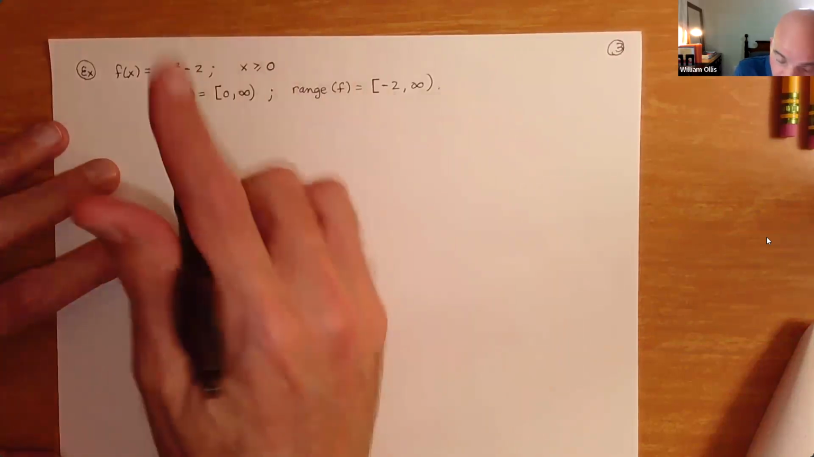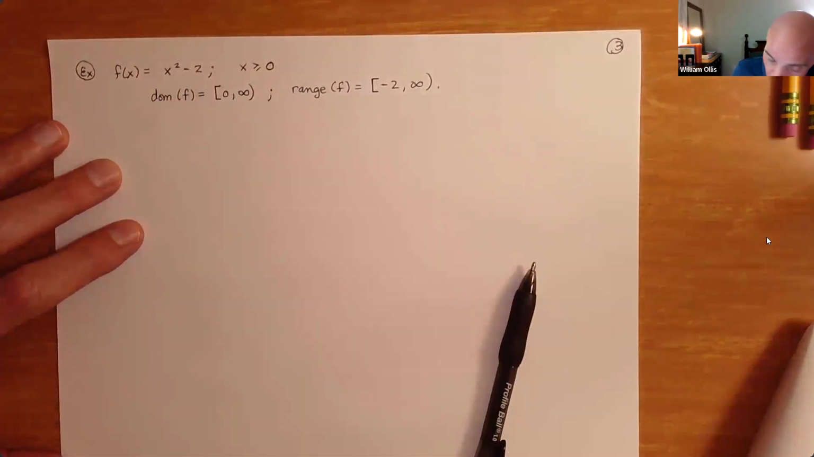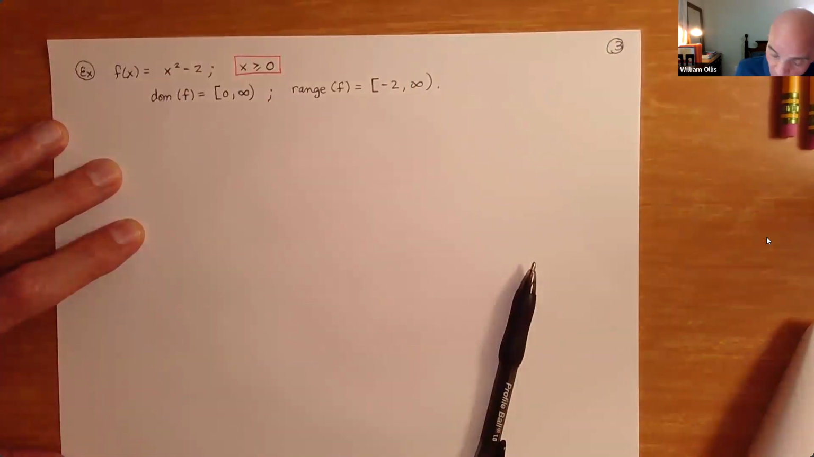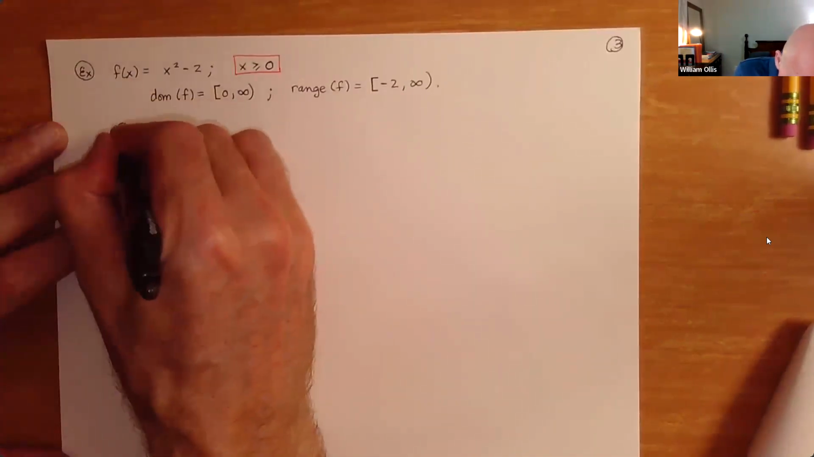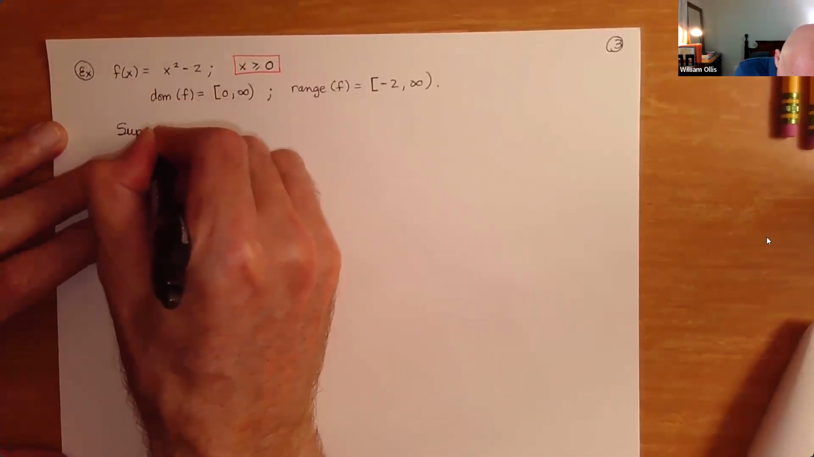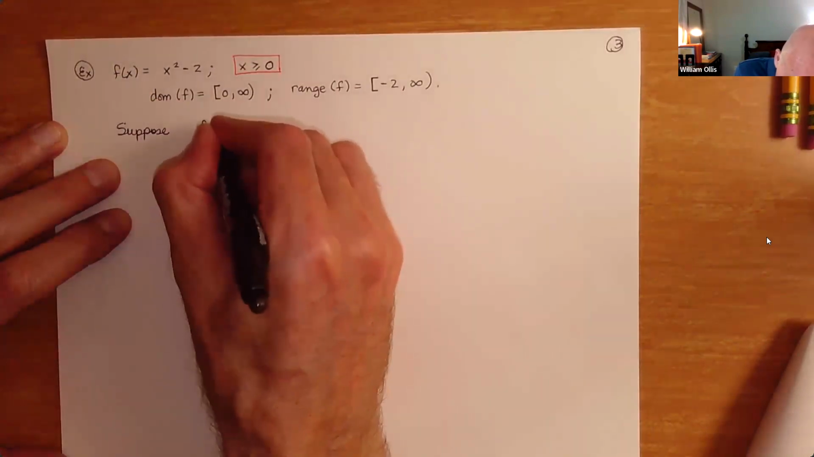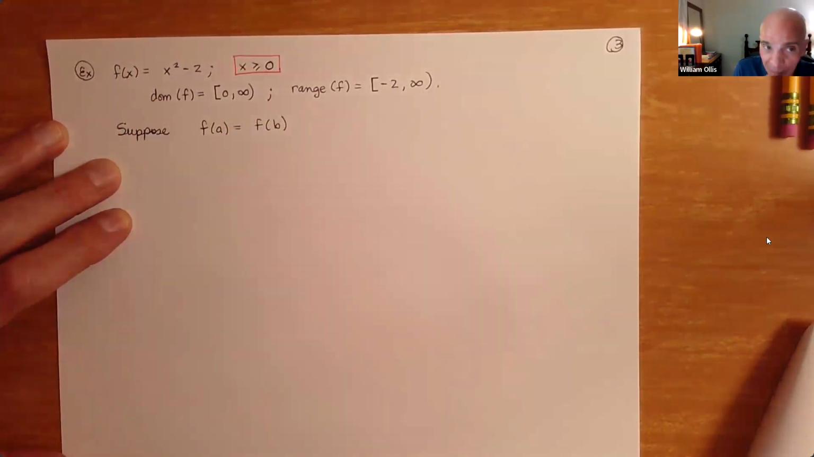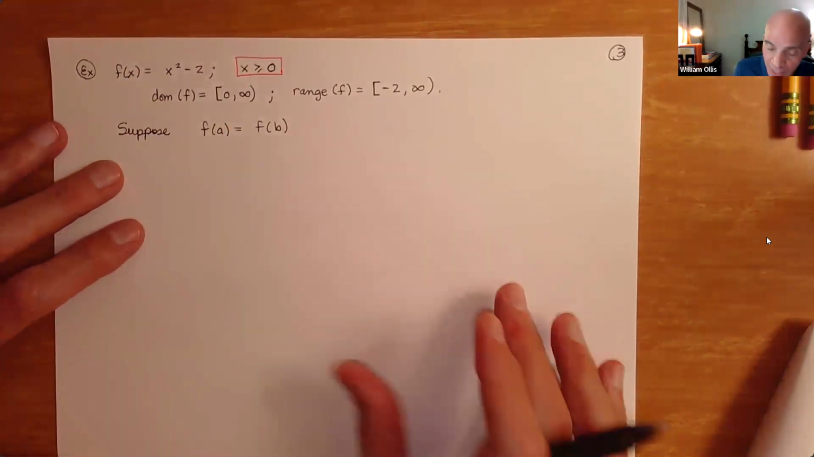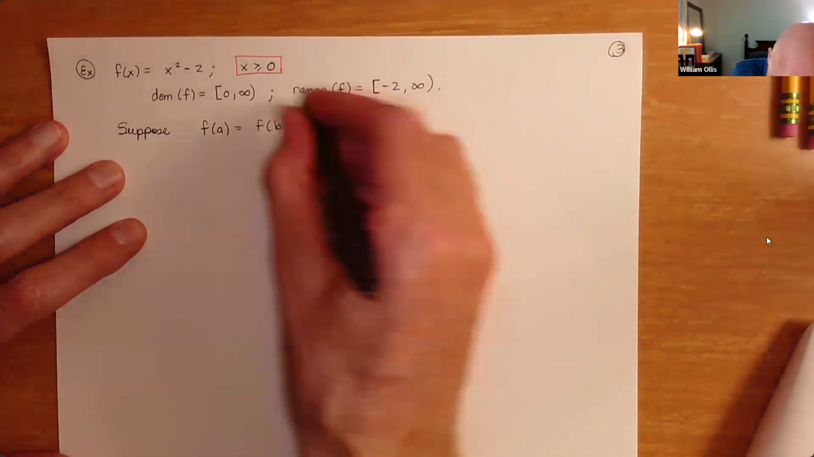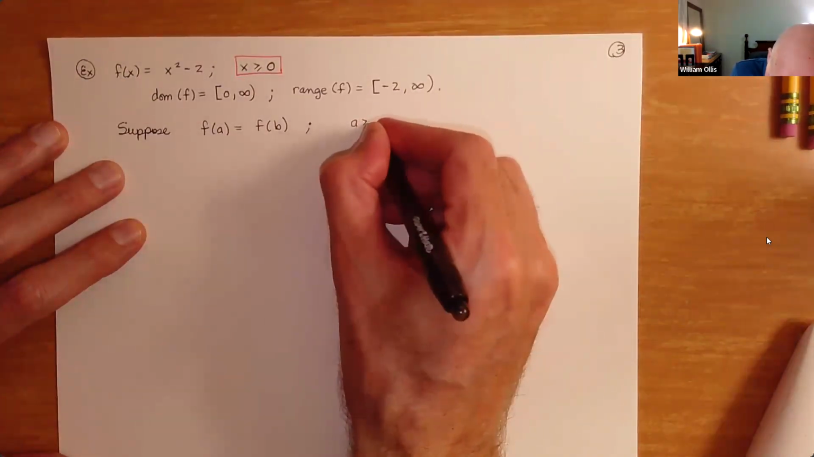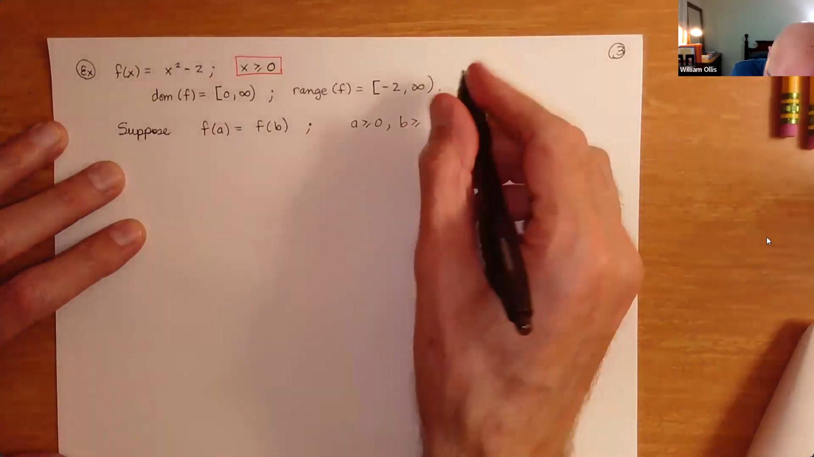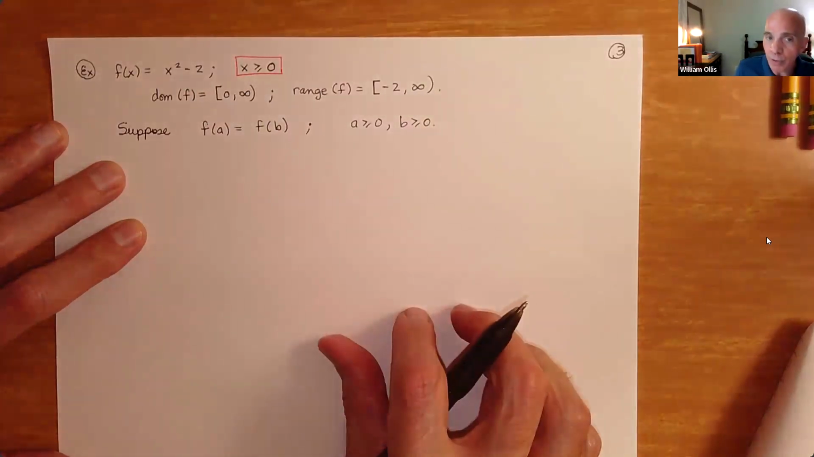So what we can do is use the definition. Notice it's very critical that we have x greater than or equal to 0. So what we're going to do is suppose that f of a equals f of b. That is, we have two elements in the range that are equal. Now note, we have the same restriction. A is in the domain, so it's greater than or equal to 0, and B is in the domain of f, so it must be greater than or equal to 0.